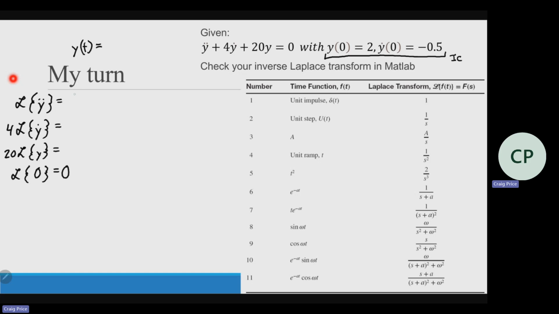I don't have it posted here, that differentiation equation, but if I have a double dot, that starts with an s squared times y, then we always subtract going downhill from there. So I have an s times my first initial condition, which is 2, and then we subtract our final initial condition, which is negative 0.5. So this is s squared y minus 2s plus 0.5.